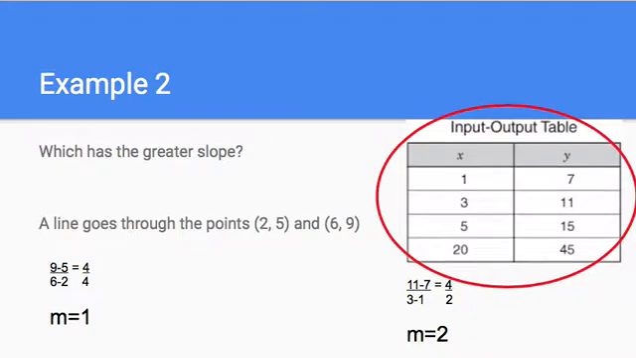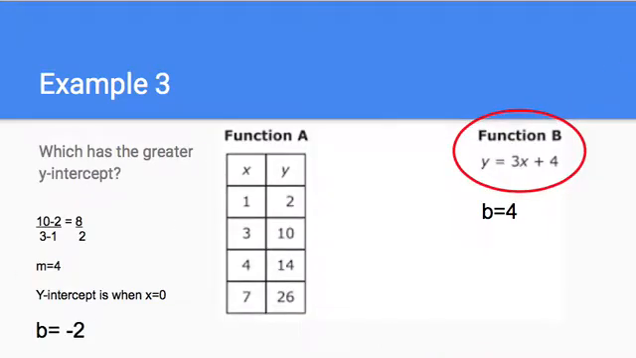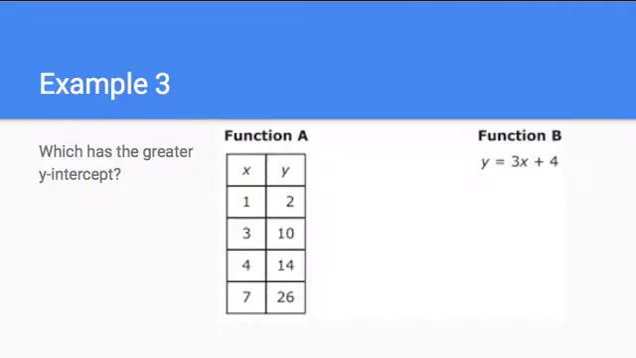And so now we're going to look at example number 3. So this is asking which has the greater y-intercept. Now, y-intercept, remember, is the point where it crosses the y-axis. If I have a graph, it's really easy to find. If I have an equation, really easy to find. If I have a table, not so much. It's where it crosses the y-axis or where x equals 0.